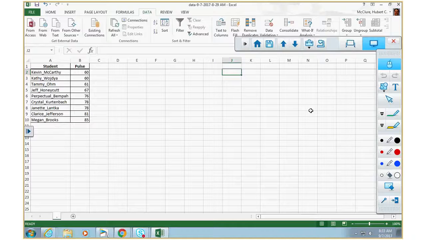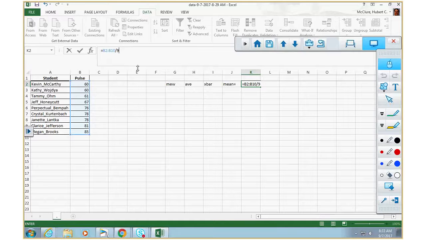Well, there is the mean, which is also called X bar, also called the average, which in the population group is called mu. That is going to be equal to what? What do we do with all these guys? Add them up, and we divide by how many? Well, 1, 2, 3, 4, 5, 6, 7, 8, 9. Divide by 9. There's your mean. That's not right.